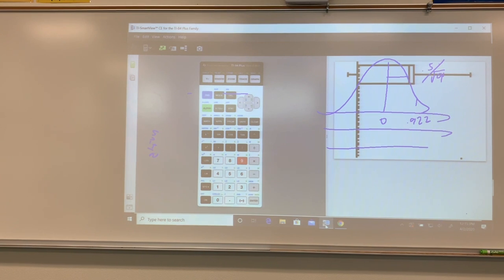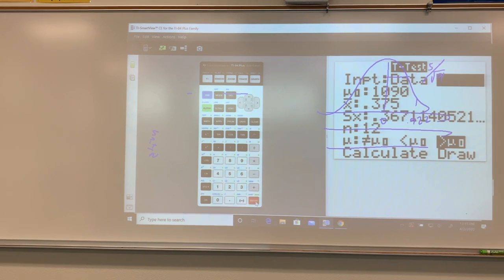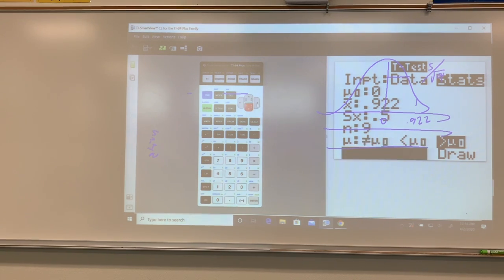So on the calculator, we're going to do stat tests. And I know I have it drawn over that. Hopefully you can see it. T-test, okay? And you're going to type in the null hypothesis, which is 0. You're going to type in the X bar, which is 0.922. You could also use 0.9 because that was the number that was in the table. I went and calculated everything on there. 0.5 was the standard deviation, and N was 9, and we want greater than. And I'm going to go ahead and draw this and see what it looks like.